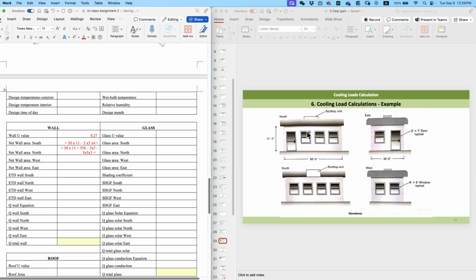And again, you can complete west and east: 2 windows, 1 door, and 1 window. So this is a very small building, the long side 50, 50, short side 30, 30, and the height for all 4 sides is 11. Then you can stop the video and complete the wall area calculation. And once you finish, let's start ETD.